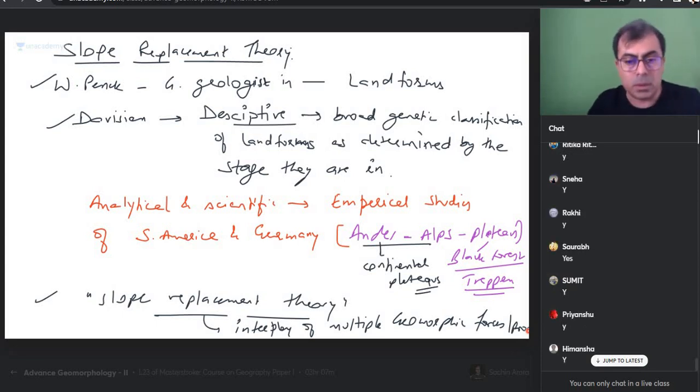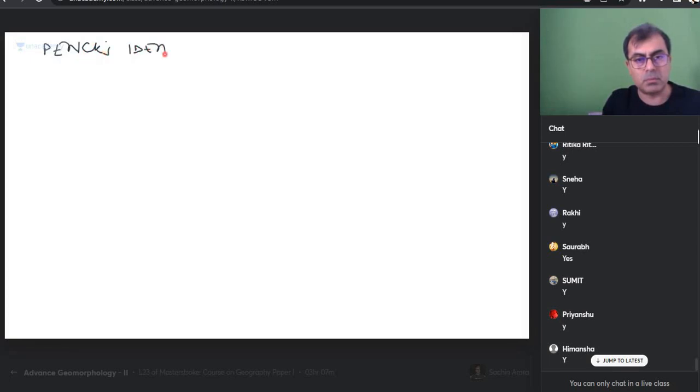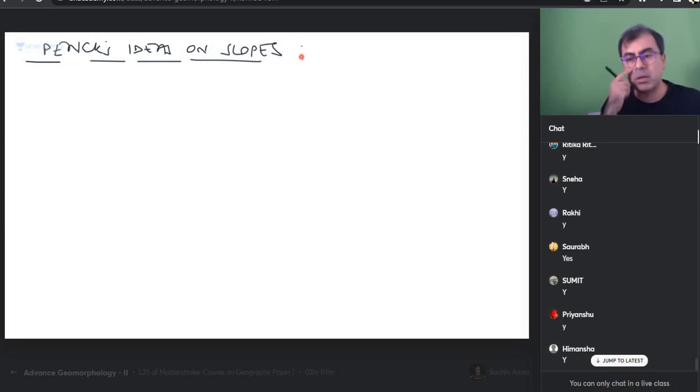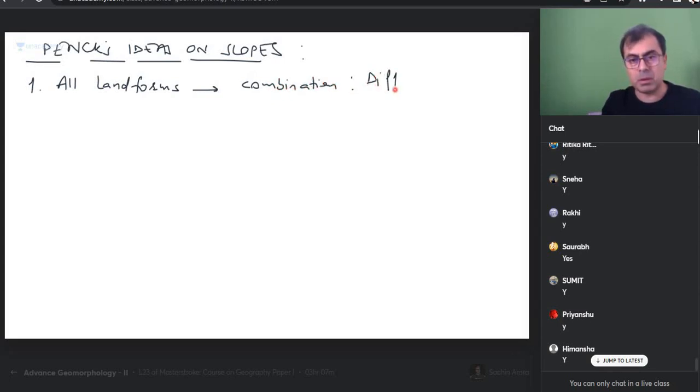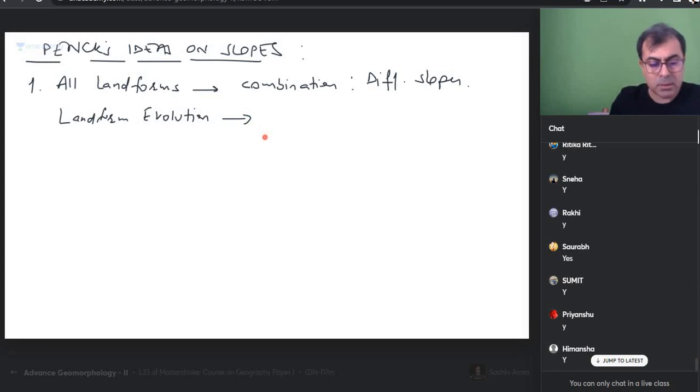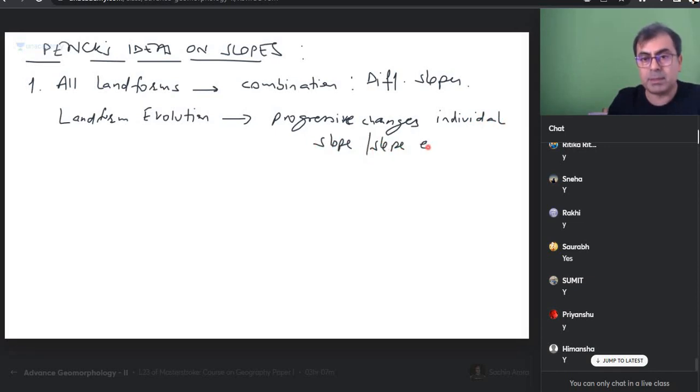Clear on this? Now, इसमें अब हम his ideas on slope. So Penck's ideas on slopes. Next. So Davis, I did not make you write too much because वो मैं पहले कर चुका हूँ, इसलिए अभी अलग से करवा रहा हूँ. Penck's ideas on slope. Number 1. All landforms can be considered as a combination of different slopes. Okay? So all landforms are a combination of different slopes, and landform evolution is nothing but progressive changes in individual slope or slope elements. Is everyone okay?